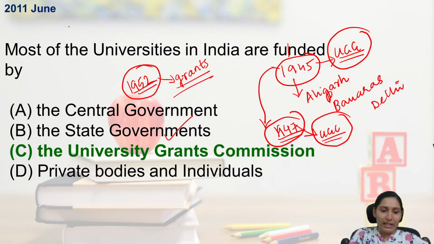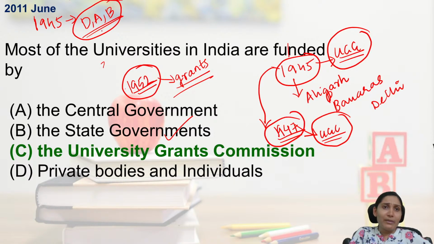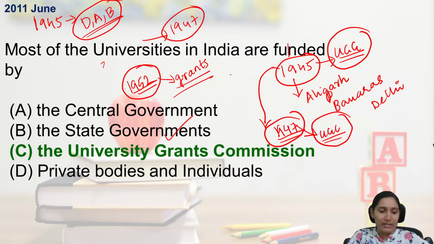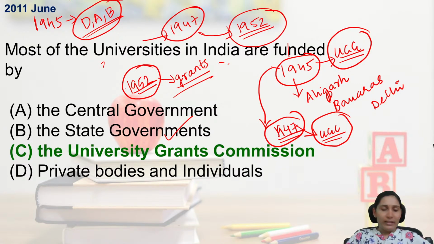So I'll just give you one more time a brief clarification. In 1945 it was established, but at that time, before independence, the purpose of UGC was only to fund three central universities, Delhi, Aligarh and Banaras. You can remember it as DAB, BAD, ABD, whatever you want. Then in 1947, when we got the independence, the responsibility of UGC was extended to cover all the universities in India. Later in 1952, it was decided that the UGC will be funding all the higher educational institutions in India. I hope this is clear for you now.